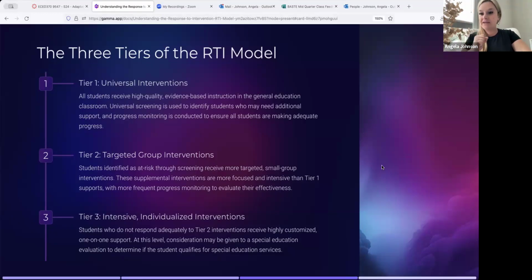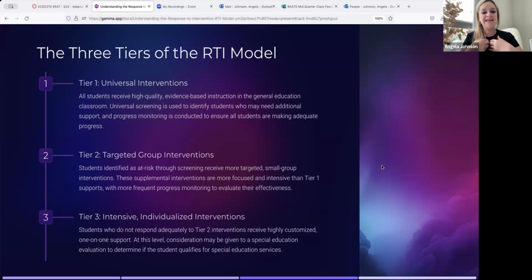Tier 2, targeted group interventions, would be smaller groups. So students identified as at risk through screening receive more targeted small group interventions. These supplementary interventions are more focused and intensive than tier 1, with more frequent progress monitoring to evaluate their effectiveness. So you might want to have a paraeducator come in if you have that option. And the paraeducator will serve as a teacher to the students that don't need the extra support. And you, as the teacher, you will provide the tier 2 group intervention support because you are the professional that has gone to school for so many years. You know what they need more.